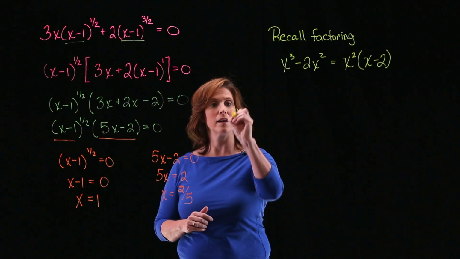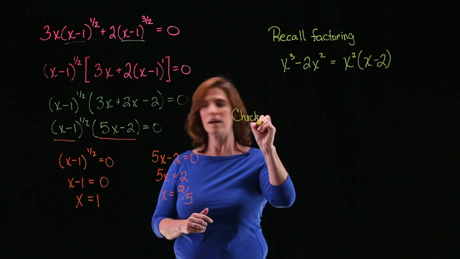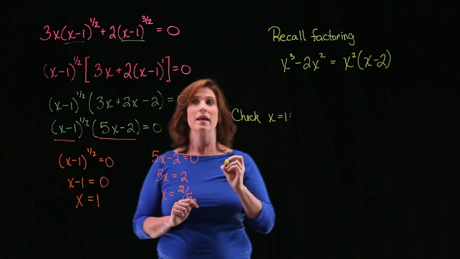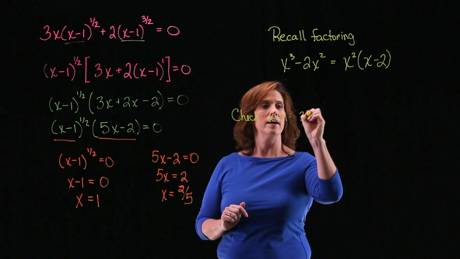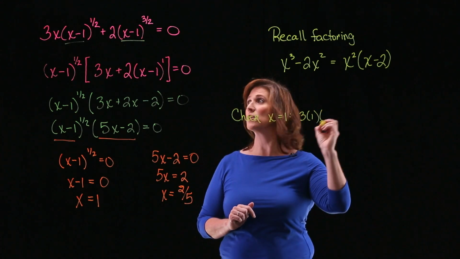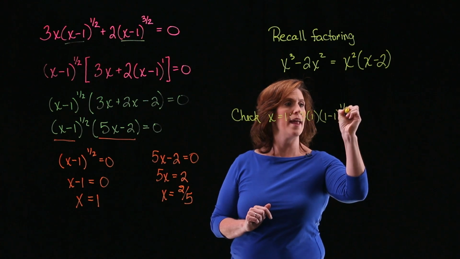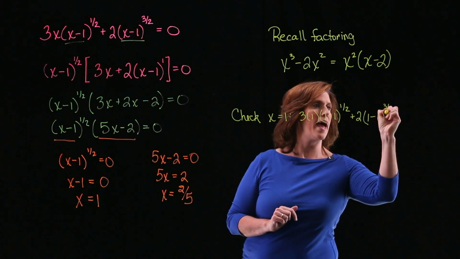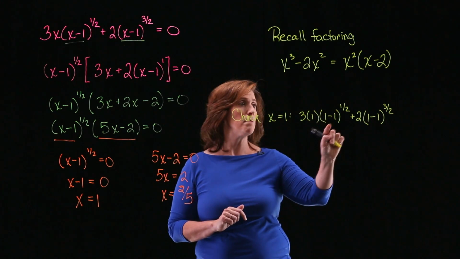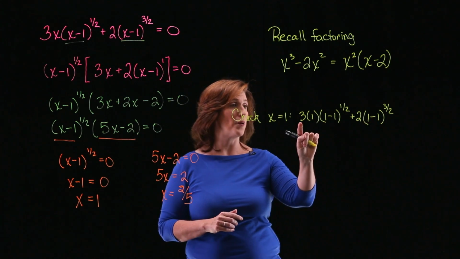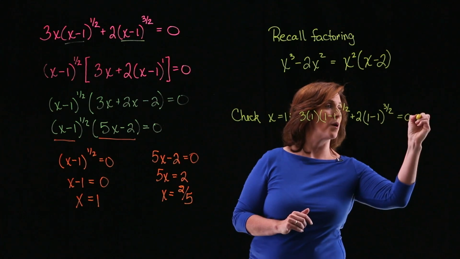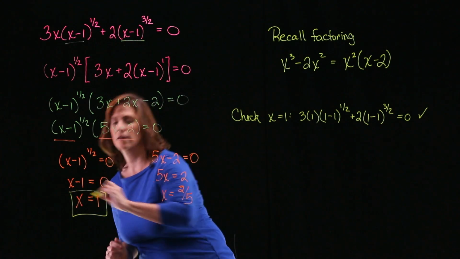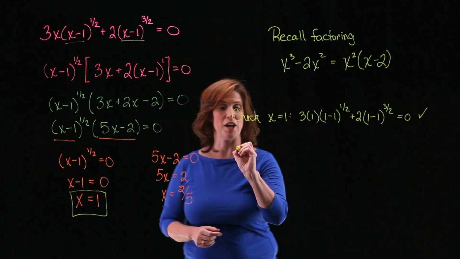So let's first of all check x equals 1. I'm going to plug that into the original problem. When I do that, I end up with 3 times 1 times the quantity 1 minus 1 to the 1/2 power plus 2 times 1 minus 1 to the 3/2 power. Now notice 1 minus 1 in both situations is 0. So I'm going to have 0 plus 0, which equals 0, and that's what it was supposed to equal. So x equals 1 is a solution to my equation.